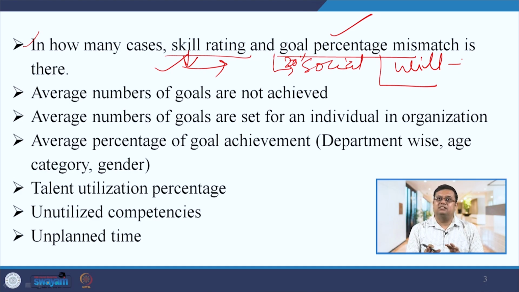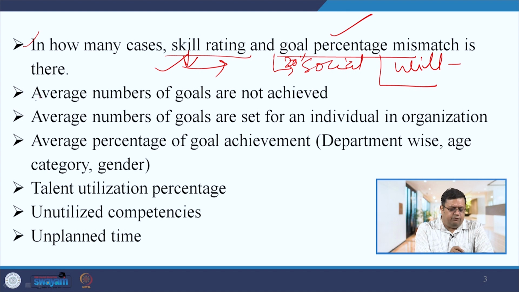So, skill mismatch analysis, that is what you have done. In how many cases this skill mismatch is there, in how many cases the skill match is there, but people are not achieving that particular goal. So, this will tell you the training areas, developmental areas, compensation. So many decisions that you can make on the basis of this analysis, right.